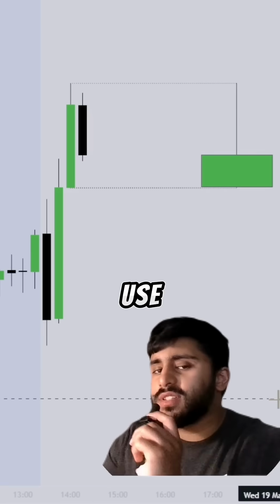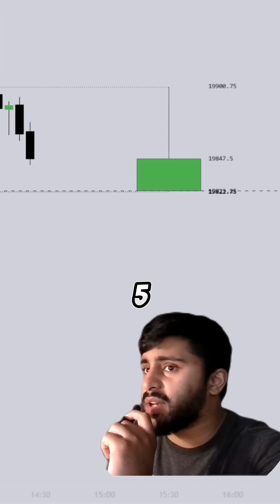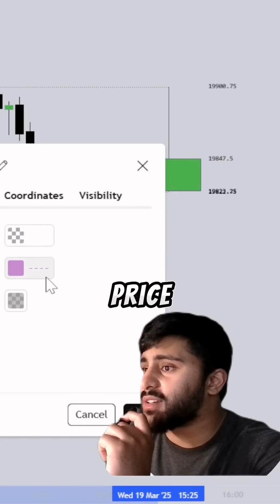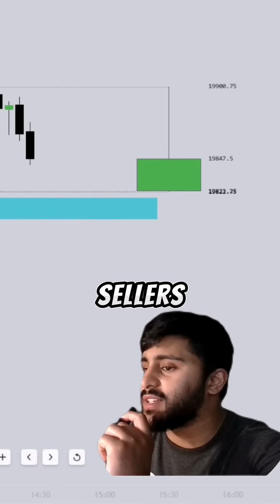First thing to understand is I use a 10 a.m. power of 3 and I use it with 15-minute and 5-minute fair value gap. So in this case, we have a 5-minute fair value gap resting over here. This is an area I want to see price come into, and the reason why is because I want to see how buyers and sellers interact at this area.